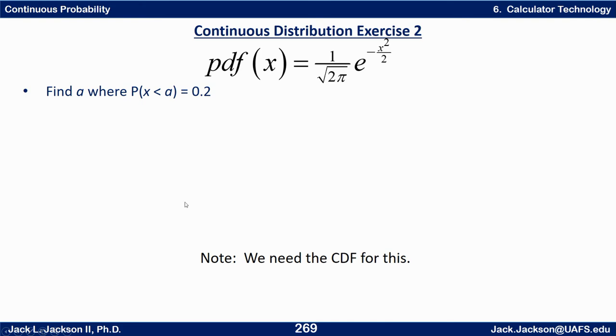Find an A value where the probability that x is less than A is 0.2. Now this is an inverse probability. We need a CDF for this. Okay, so here's where we need to use the CDF. See if you can remember how to do this from before. Press pause.